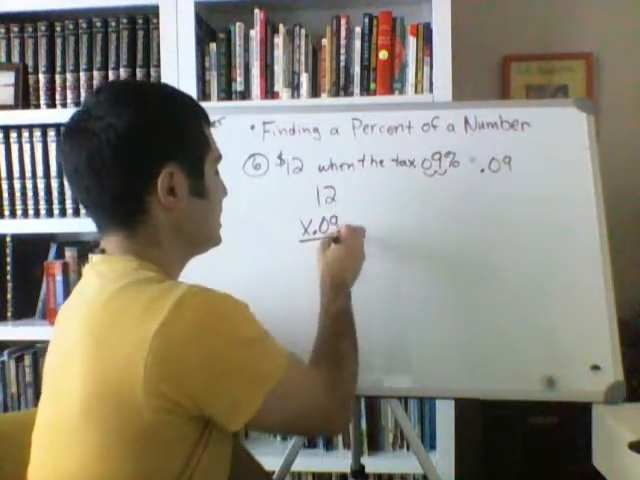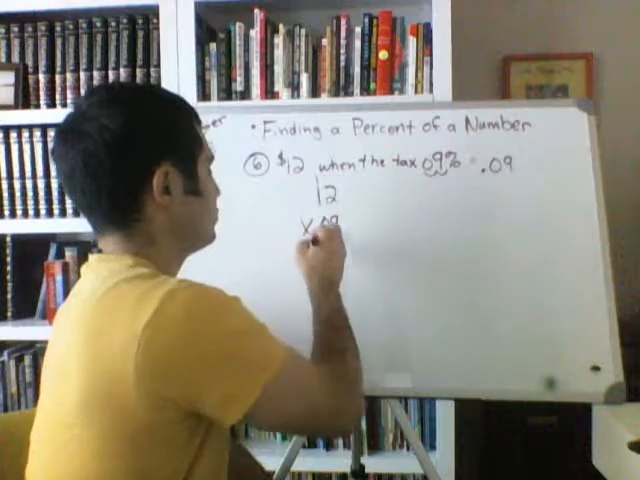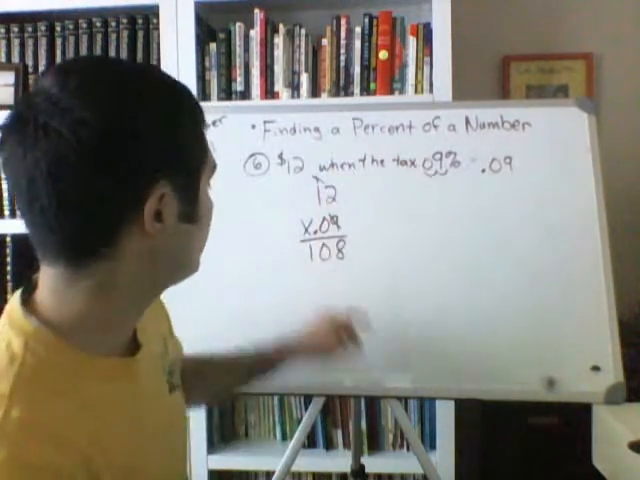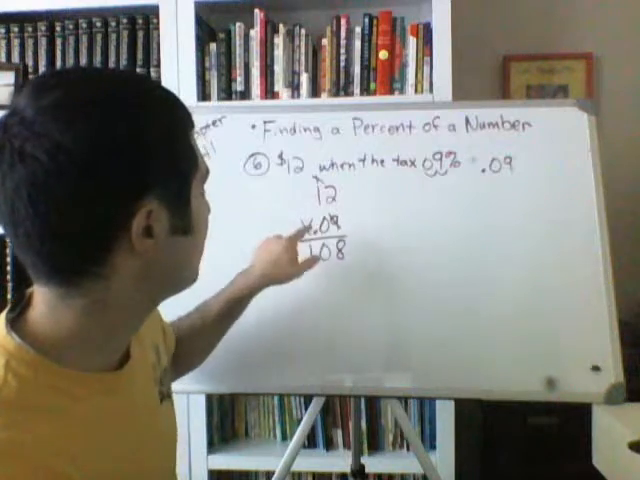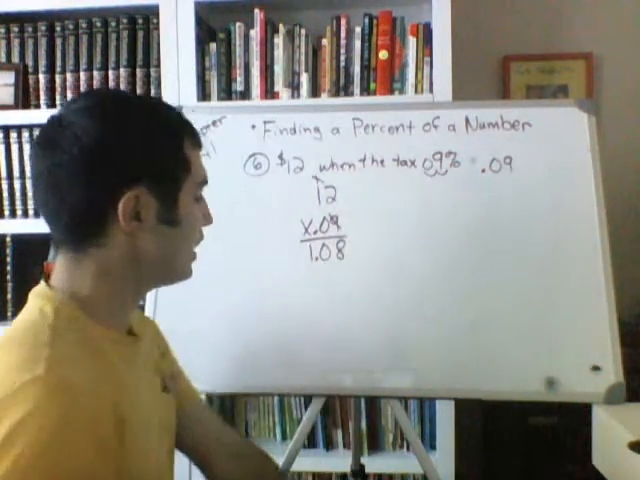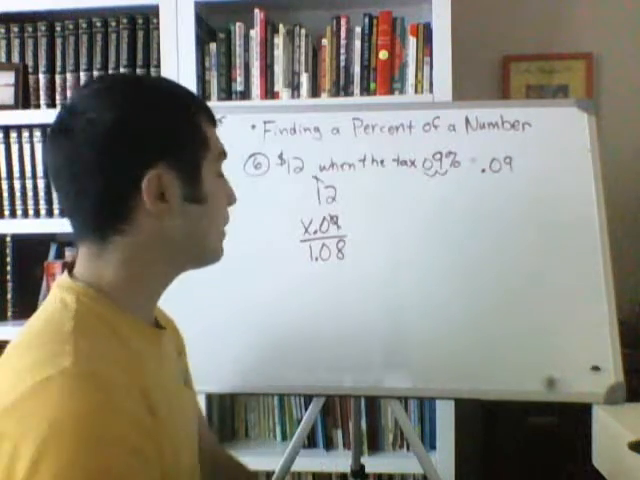9 times 2 is 18. Carry your 1. 9 times 1 is 9, plus 1 is 10. Cancel, cancel. We're good. We don't have to multiply the 0 out. The decimal is 2 places over. So the government wants $1.08 on top of the $12.